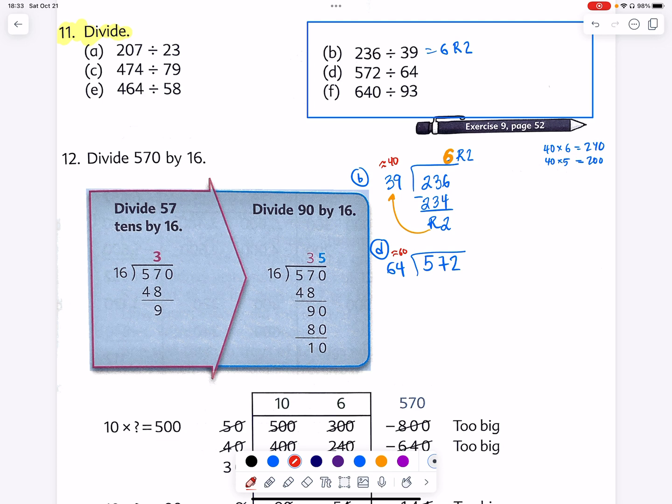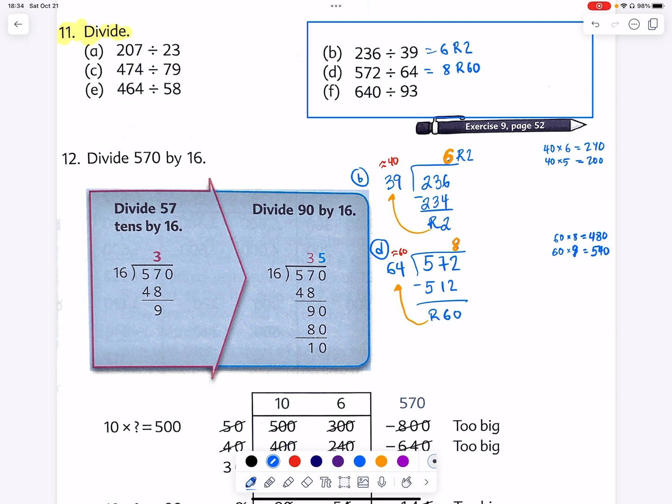Well, 6 times 8 is 48. Let's write down: 60 times 8 is 480, right? 60 times 9 is 540. It looks like 9 would be the right answer, but we don't have 60, we have 64. So let's stay with 8. A lot of estimation happens here, my friends. 60 times 8 is 480. 4 times 8 is 32. So we have 512. Let's calculate the remainder. The remainder is 60. Do we have a remainder that's smaller than the divisor? Yes. It is 8, remainder 60. Let's write it down.